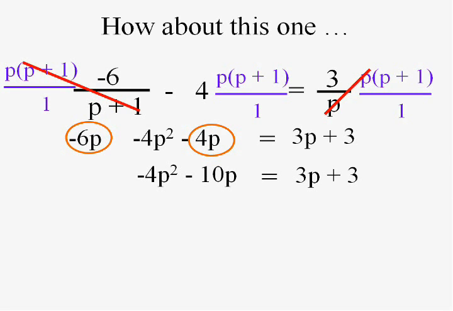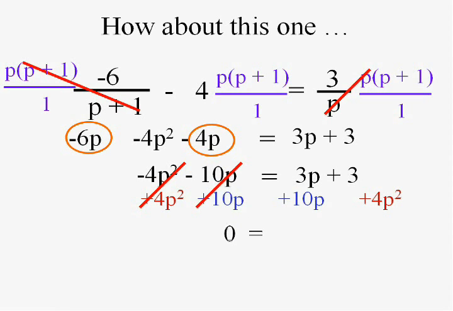And I notice that I have a quadratic equation because of the P squared. So I'll need to get a 0 on one side. I'm going to get a 0 on the left because I hate to have a negative P squared term. So I'll add P squared to both sides. And I'll add 10P to both sides. And there's your 0.